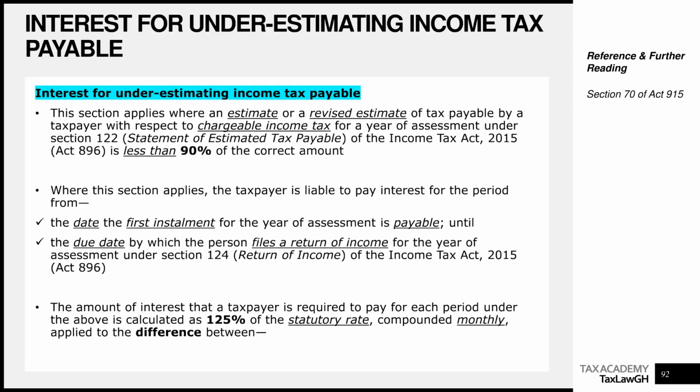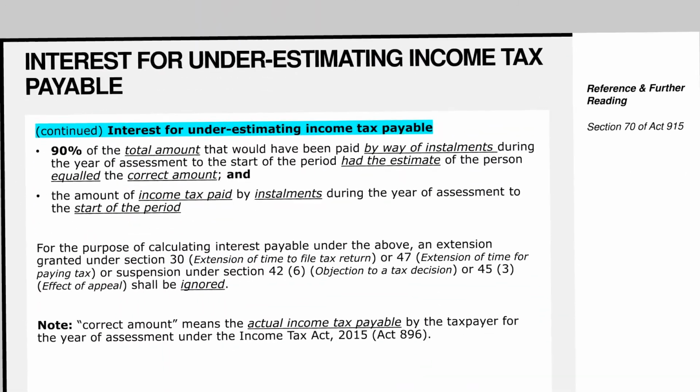So from when the first installment was due until the due date by which you filed a return and paid any actual amount, what is the interest amount? It is 125% of the statutory rate, compounded monthly. I mentioned in the previous video that statutory rate here means the Bank of Ghana monetary policy rate, which as of today is 14.5%. So 125% of that rate, compounded monthly and applied to the difference between two figures.